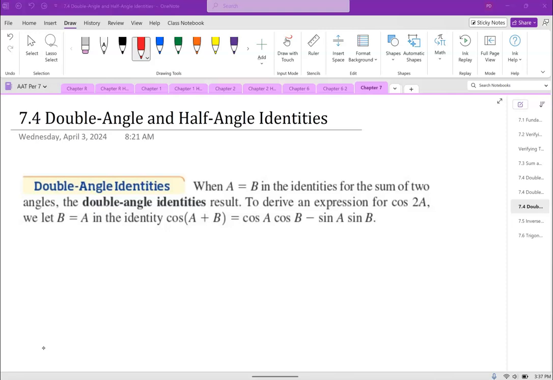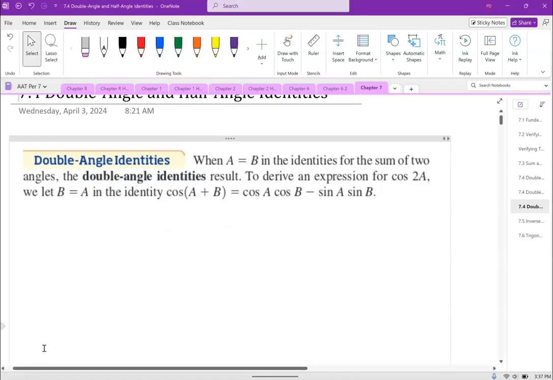Hey everybody, today we're going to talk about 7.4 double angle and half angle identities. We're actually going to focus on the double angles today, and we'll talk about the half angles next time. So let's introduce double angle identities.